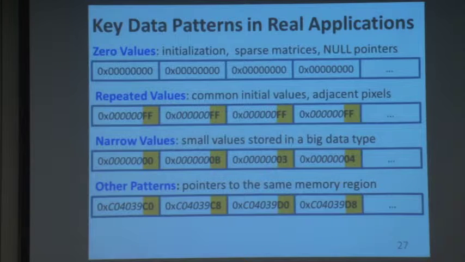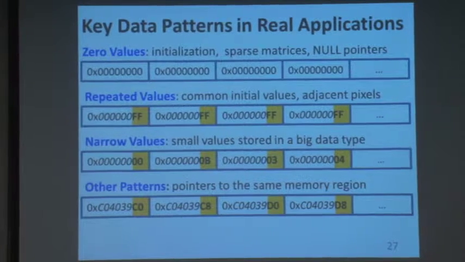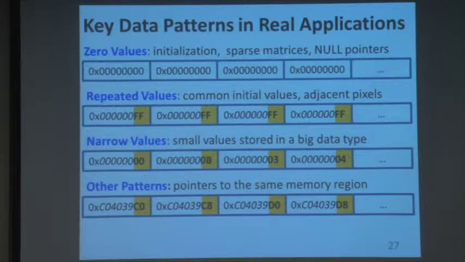And there are some other patterns that were not compressible with prior works, but we can still compress them with our scheme. One example is pointers to the same memory region. I think everyone who deals with pointers knows that they typically look like this: the first bytes are the same because they point to the same memory region, and then there is just the offset. So clearly, that's one of the examples: you have just a linear shift in the offset, in the delta, but there's no base change.